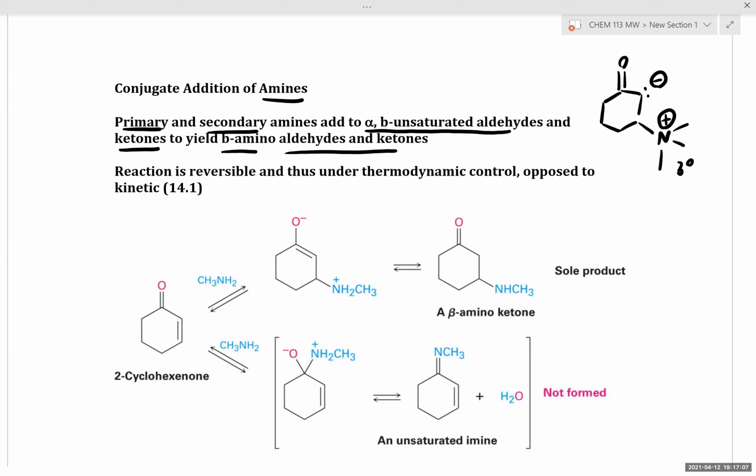So we noted that primary and secondary amines add to unsaturated aldehydes and ketones. Tertiary amines, however, do not efficiently react. We looked at this addition product and we noticed that after addition, we end up with this ammonium salt. Does this look like a good leaving group? Let's just answer that. Does this nitrogen look like a good leaving group as drawn?